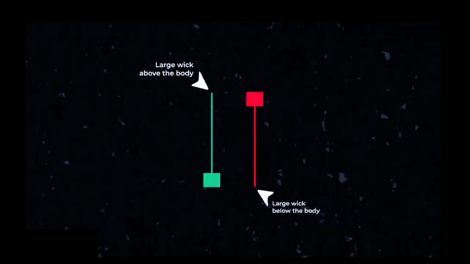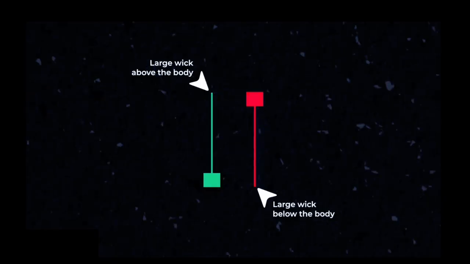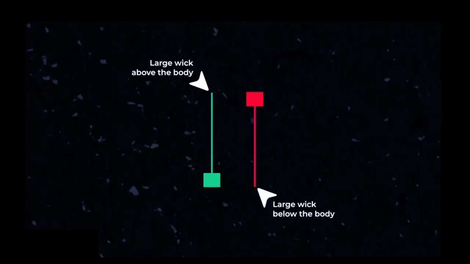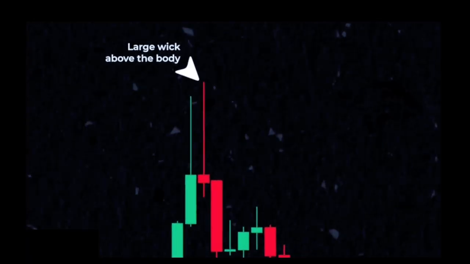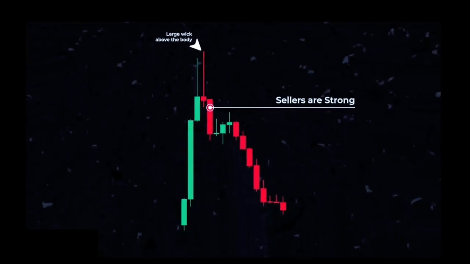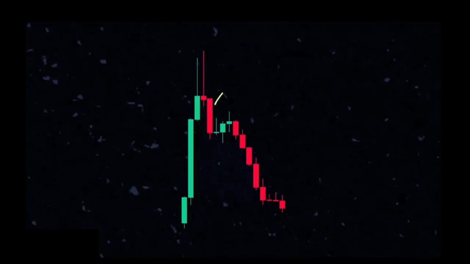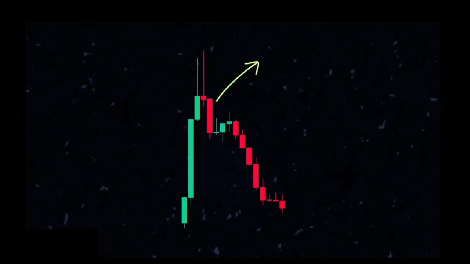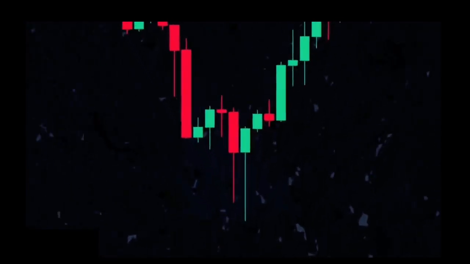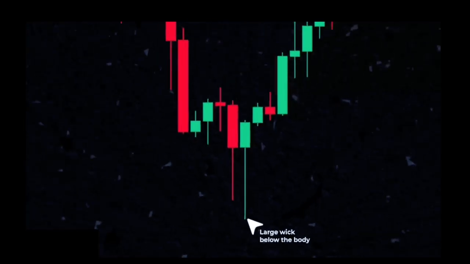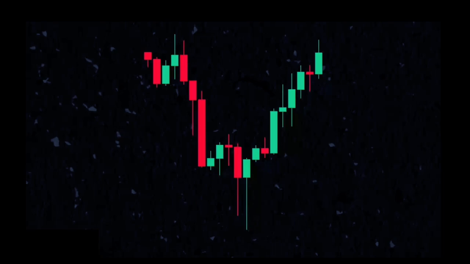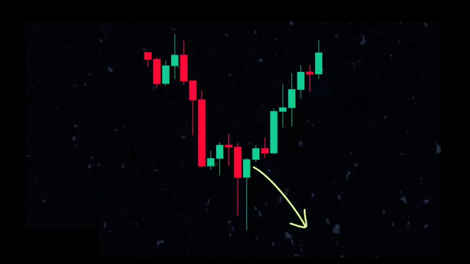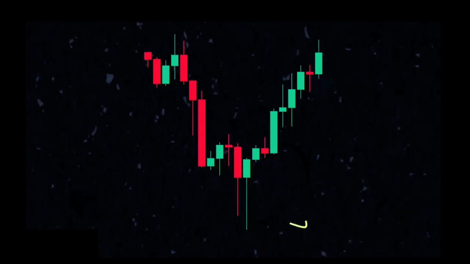Concept 2. Large wicks. Whenever we spot a large wick above or below the body, it gives us a strong clue about the price action. If we spot a large wick above the body, it shows us that the sellers are strongly selling on these levels. For the price to move higher, the buyers will need a lot of effort. Similarly, if we spot a large wick below the body, it shows us that the buyers are strongly buying at these lower levels. If the sellers want to move the price lower, they must overcome these buyers.